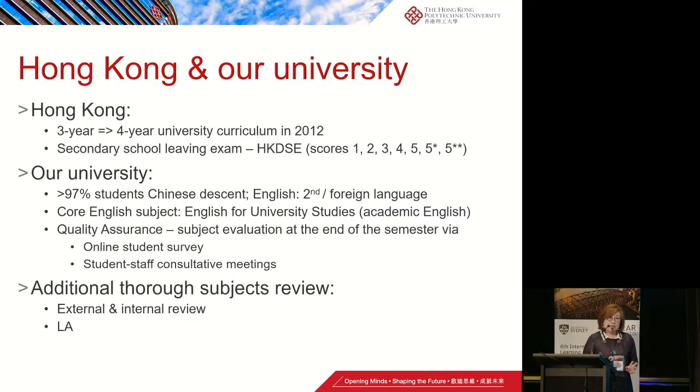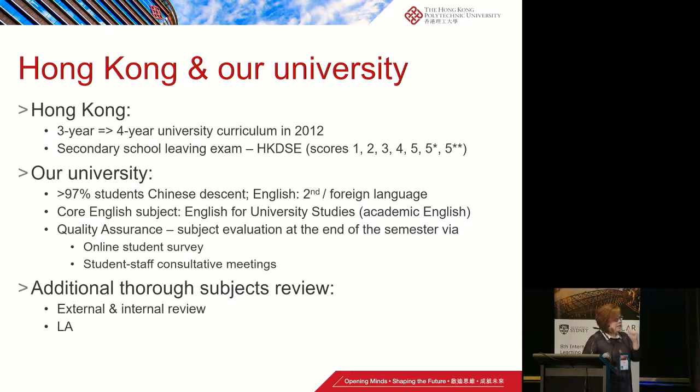Our university is one of 8 government-funded universities in Hong Kong. Most of our students, the vast majority, speak Chinese as their first language, and they learn English as a second, or even a foreign language. And our students mainly get English 3 to 5-star in their secondary school exam. So they come from a very large range of proficiency backgrounds.